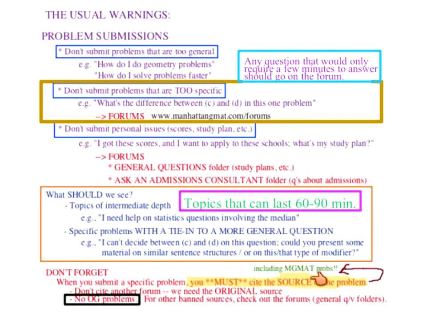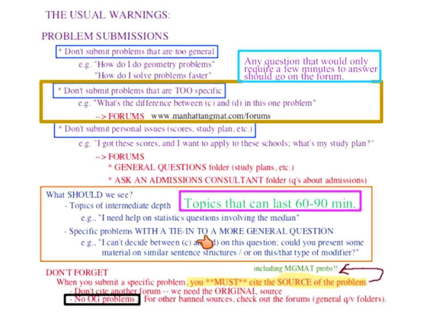Finally, sources, please. We need them. We actually need them even if the problem is from us. Remember, we have something like 4,000 or 5,000 problems in our database at this point. So even if the problem is from Manhattan GMAT, you still have to please tell us what the source is. And the source cannot be the official guide, by express request of the GMAT people themselves. So GMAT Prep is fine.